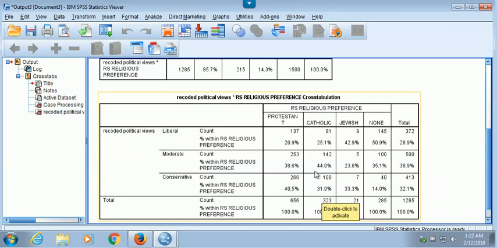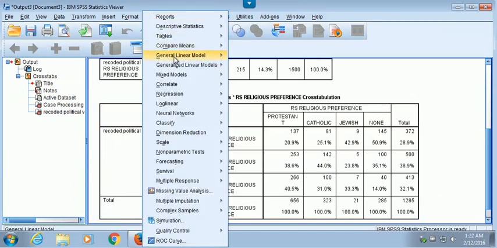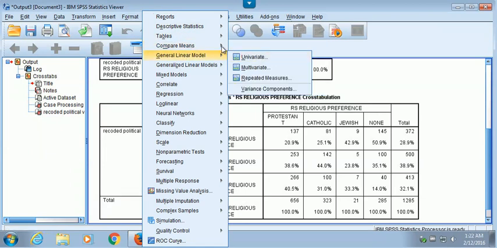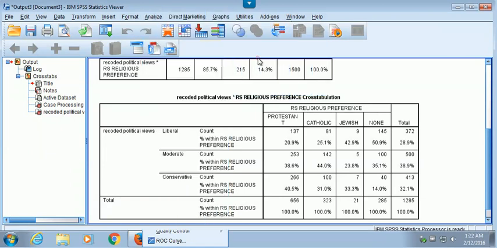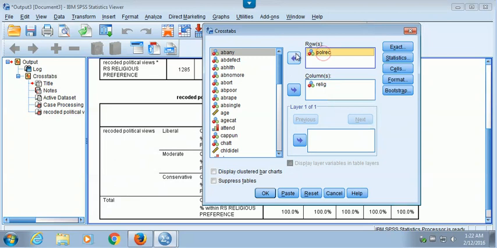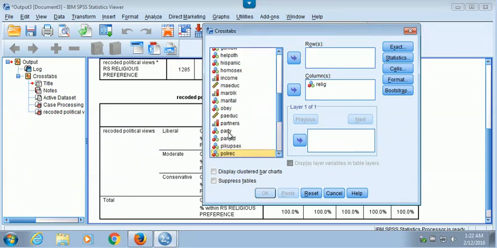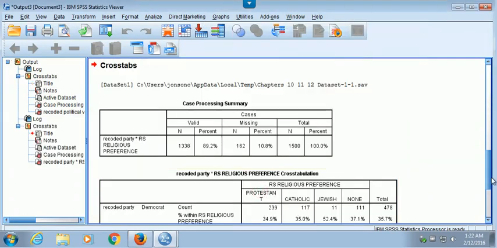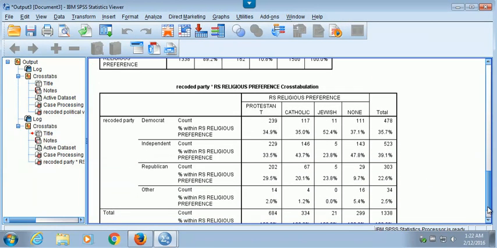You will see they hover around that 35% mark. You do have an uptick here with Catholics actually identifying as moderate. Going to do the same thing, but instead of looking at political views, we're going to come down and look at party identification. So if you go to party, click over there, and now you will see the rows have changed, and that's now your actual party identification.